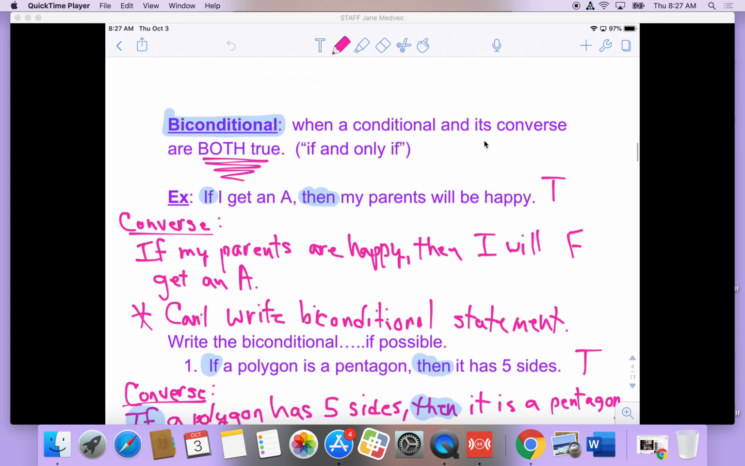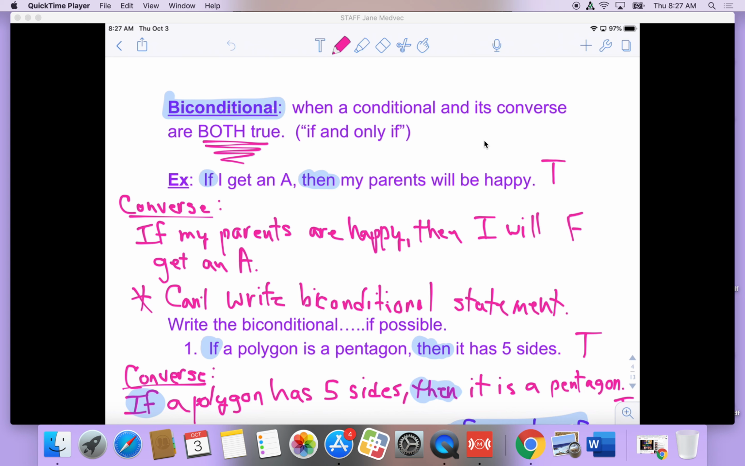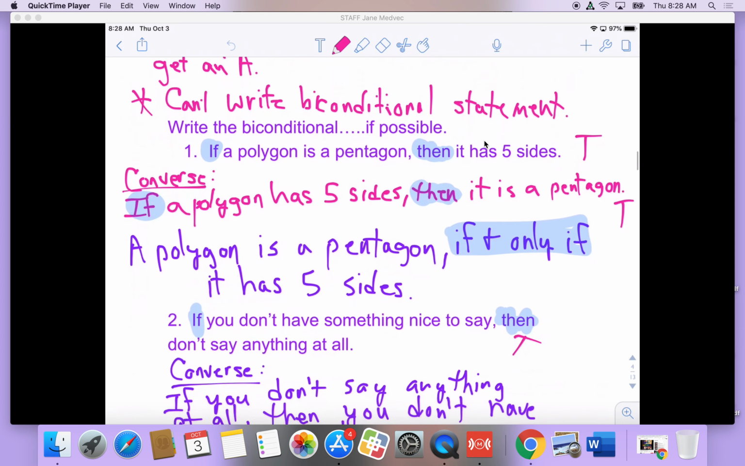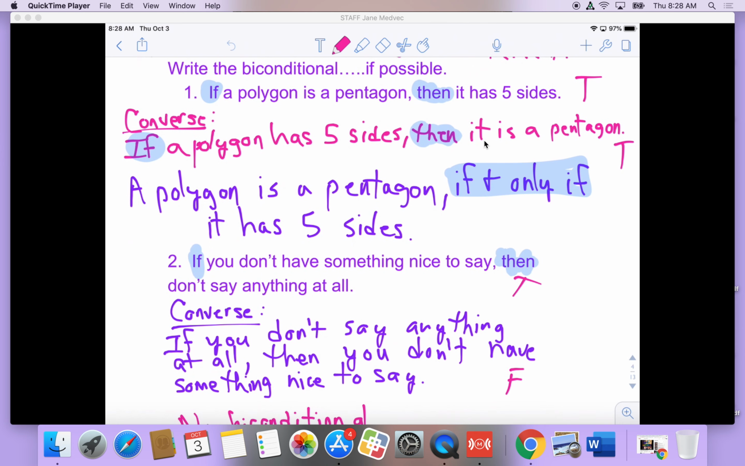And so then we went on and we did the third definition, and that was biconditional. So what we did is we took something that was an if-then statement, we wrote the converse. If one of them were false, we could not write a biconditional statement, but if both of them were true, we could. And so we took off the if, right? We took out the then, and what did we put in for the then? If and only if, that's right.